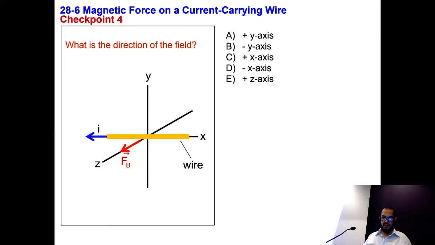so here you have a current and you have the magnetic force acting on the current. We want to determine what is the direction of the magnetic field. Okay, is it in the positive y-axis, negative y-axis, positive x-axis, negative x-axis, or the z-axis? Okay, so who says A again? Okay, so A, we have quite a large number. Who says B? All right. Okay, so let's try A. All right, so let's draw the vector like this.